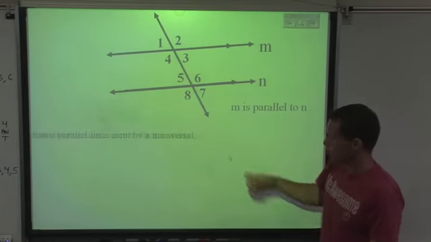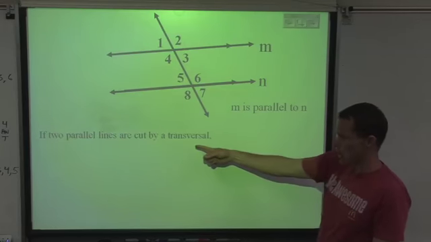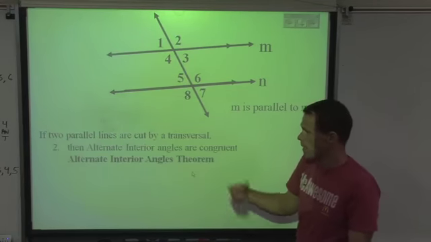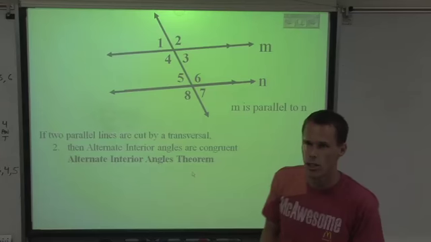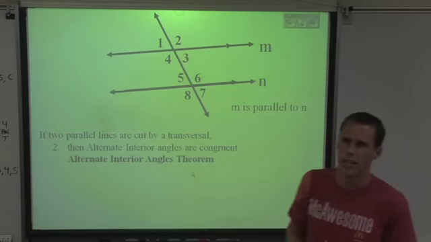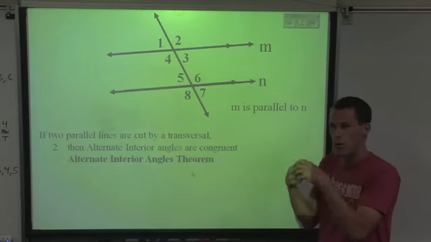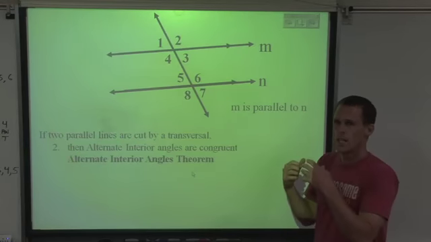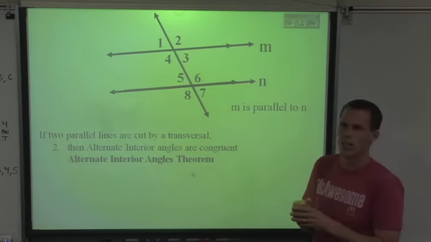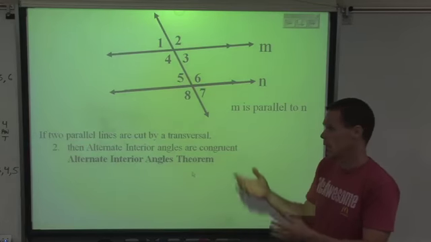So, we have now proven that if two parallel lines are cut by a transversal, then alternate interior angles are congruent. This is called the alternate interior angle theorem. Corresponding angles postulate said the corresponding angles are congruent. Now we know that alternate interior angles are congruent only when the lines are parallel.